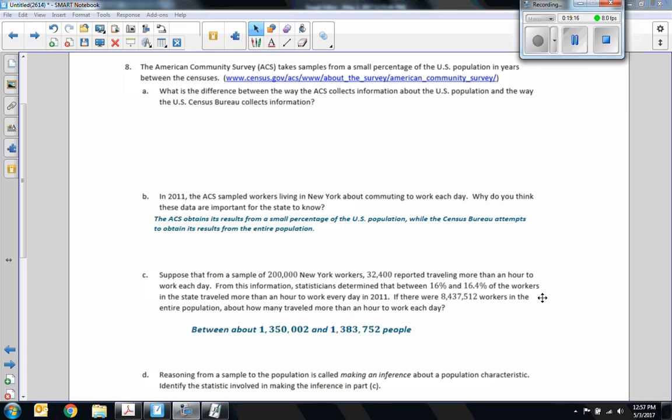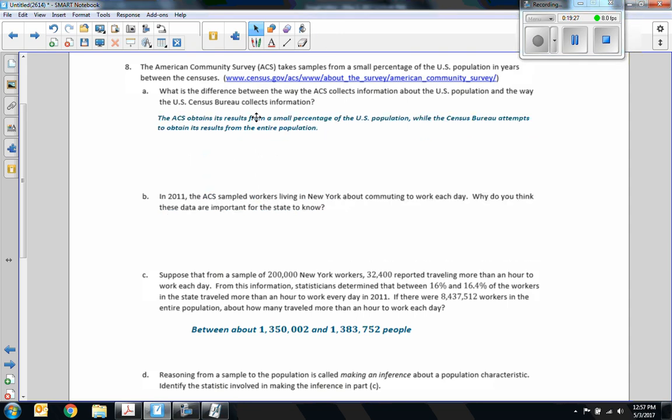Okay, and the answer is between 1,350,002 and 1,383,752 people. Now I need to go back. What's the difference between the ACS and the U.S. Census? One takes a sample, one's the whole population. I skipped B, so let's go back to that now.